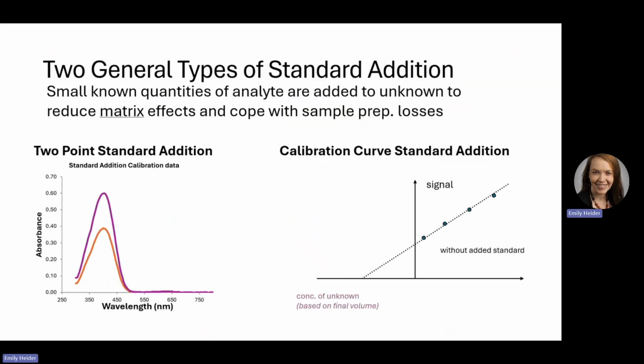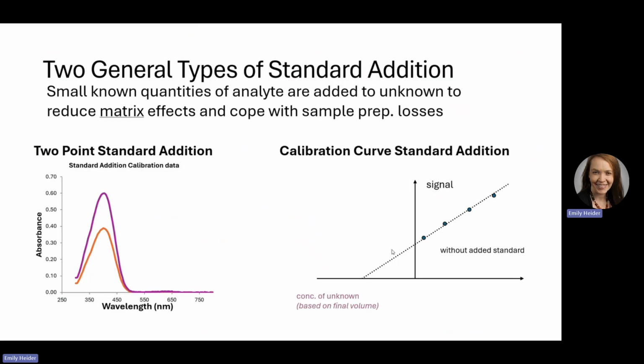So the two general types of standard addition are called 2-point standard addition and calibration curve standard addition. And the first one, all we're measuring is one standard and one unknown. And we measure the signal from our unknown, and we measure the signal from our standard that includes the unknown in it. And I'll explain that more fully in just a minute.